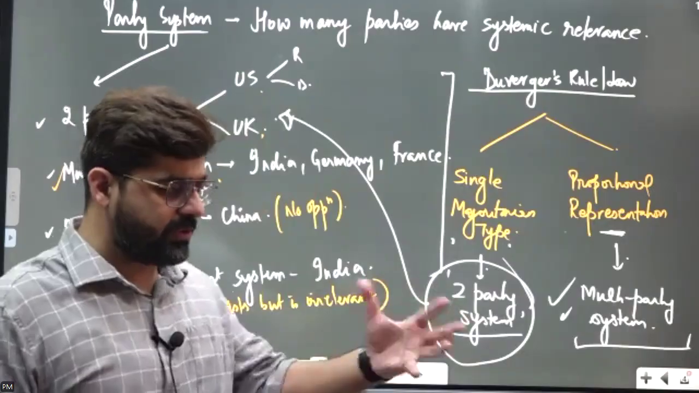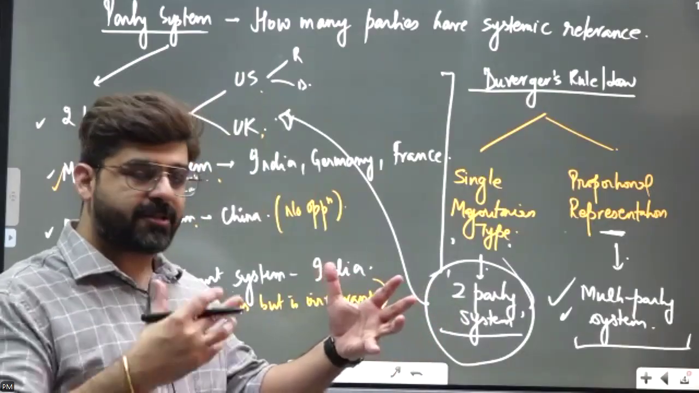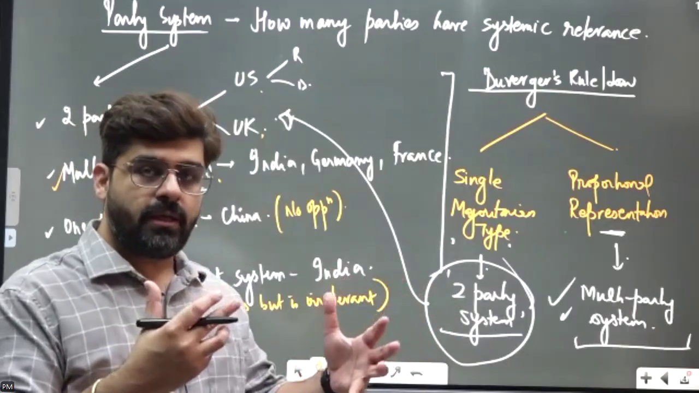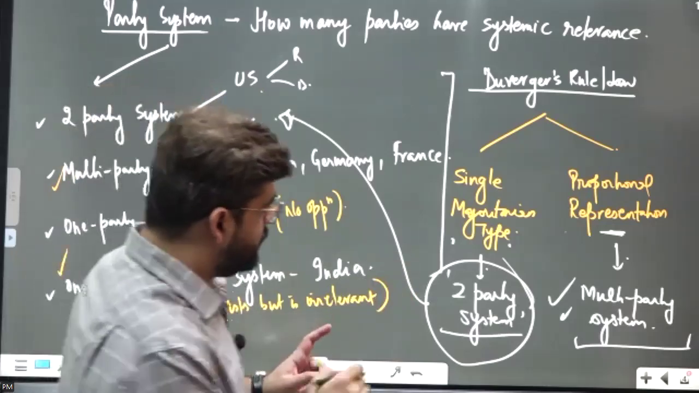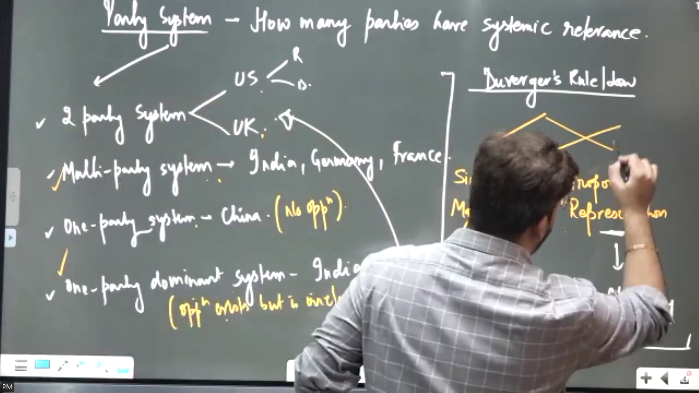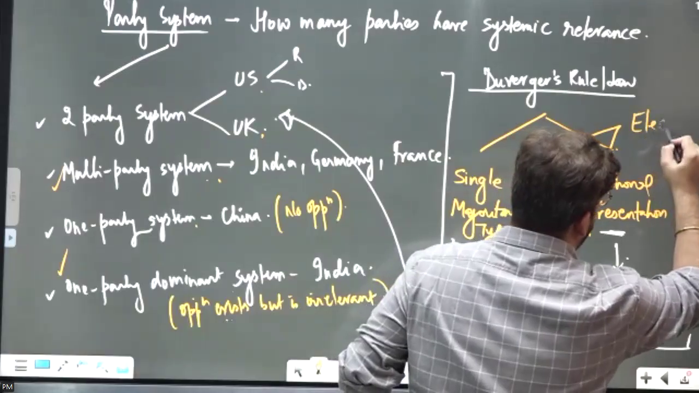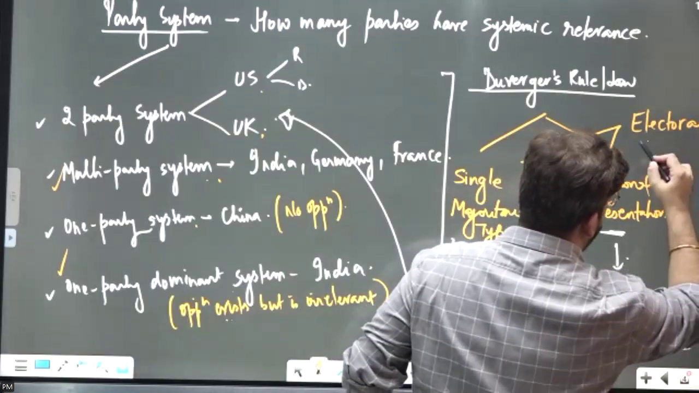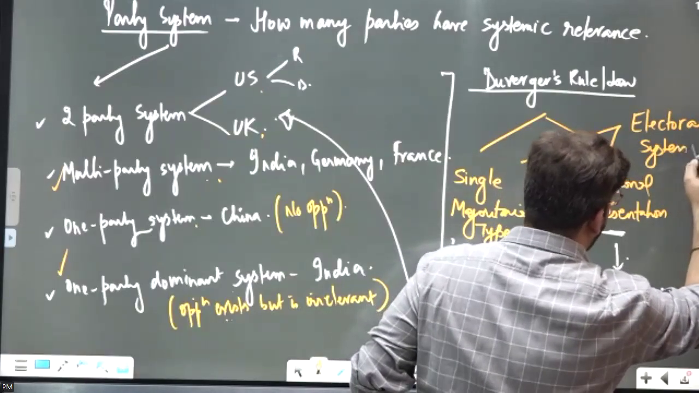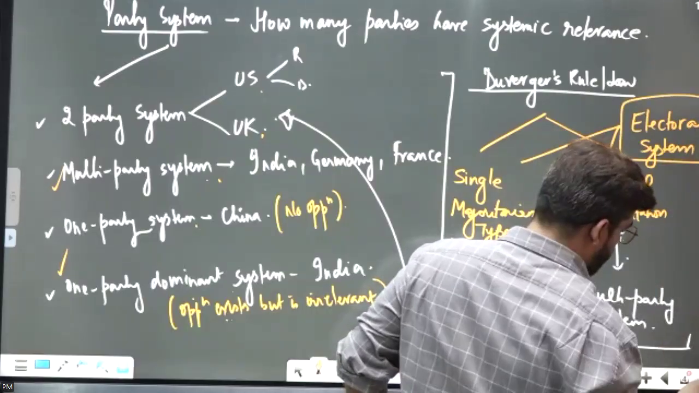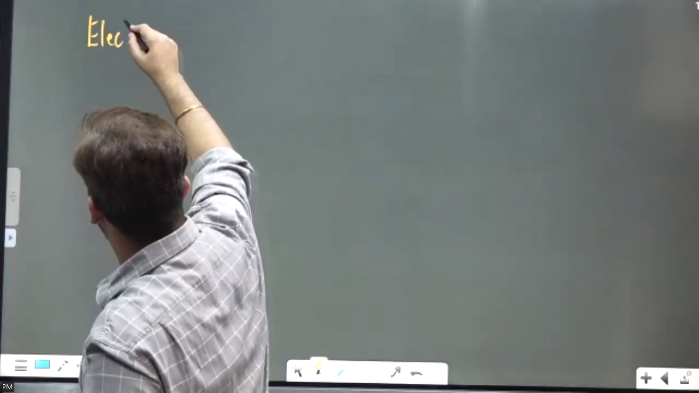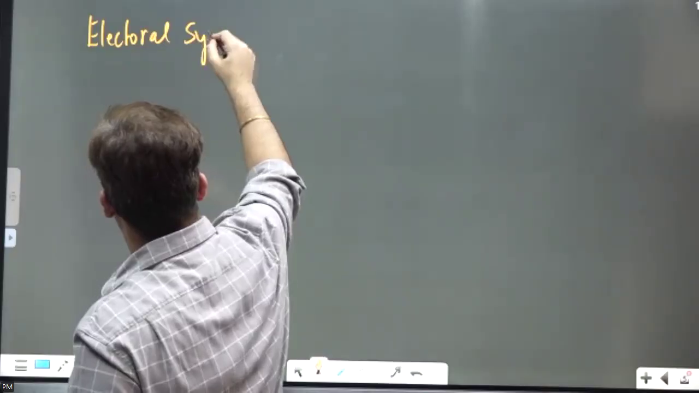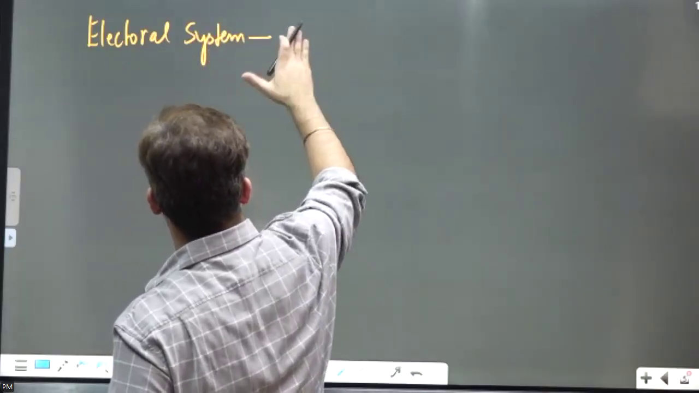So we'll use Duverger's law to explain the relationship between electoral system and party system. This is the electoral system, and electoral system impacts party system. I'll write it here. Electoral system impacts party system.